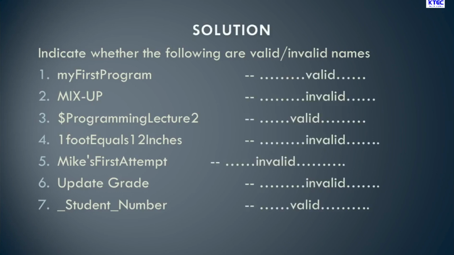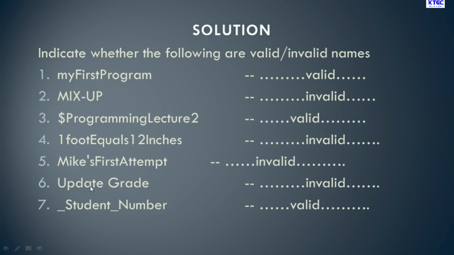So there we go with the solution. My first program here is valid. Mix up is invalid because this is a dash and not an underscore, and this is not allowed in naming our variable. Dollar sign programming lecture 2 is valid. It started with a dollar sign, so it is valid. We have 1 foot equals 1 inches, which is invalid because it starts with a number, which is not allowed. Mike's first attempt is invalid because there is an apostrophe here. There shouldn't be any other symbol except the dollar sign and the underscore. But this has been introduced, so it makes it invalid.